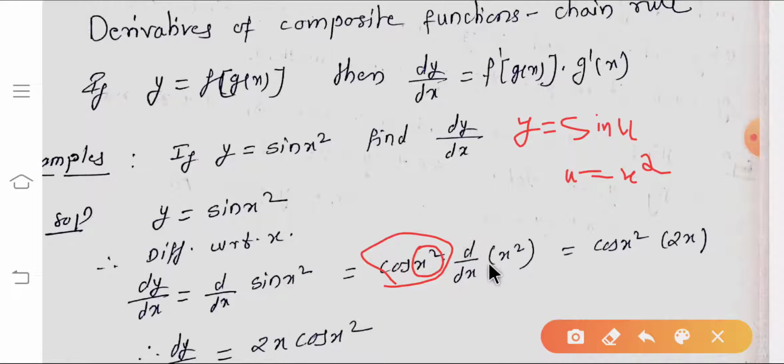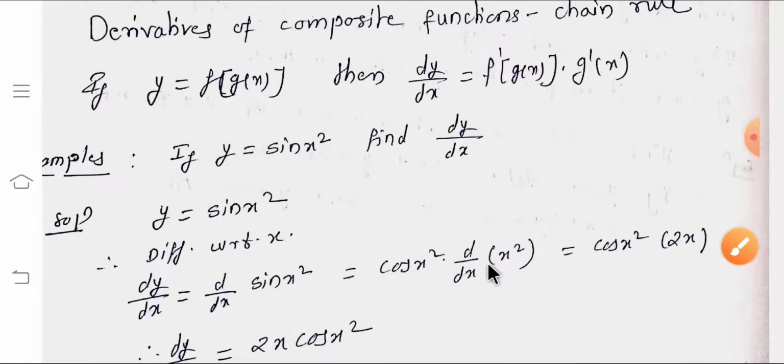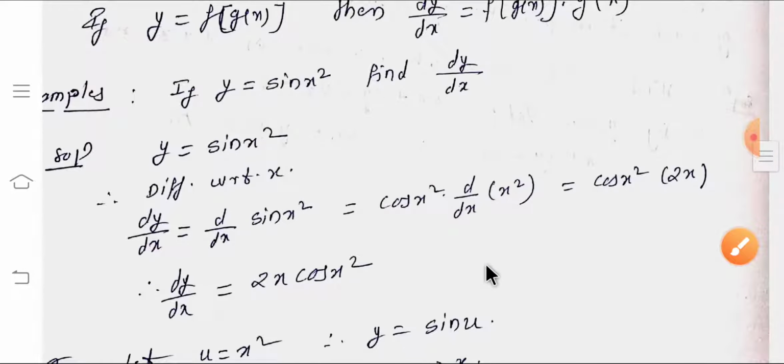Then the second factor is the derivative d by dx of x square. The derivative of x square is 2x. Therefore dy by dx comes 2x into cos x square. This is the derivative of sin x square. Remember, if a function of a function is given, we have to differentiate accordingly, whether there are 2 or 3 functions.